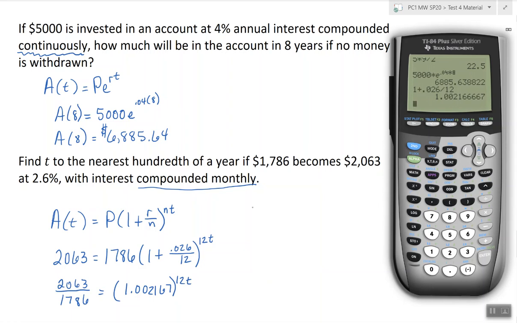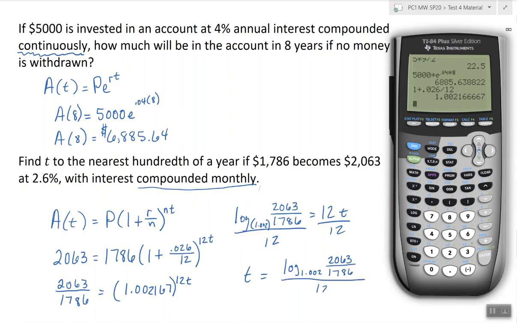We can go ahead and change to our logarithmic form. So I have the log of 2063 over 1786, and leave room for my base. My base is 1.002167, and that is going to equal 12t. But to get my t by itself, I need to divide by 12. So t is the log base 1.002167. Just make sure that you're using that number that's in the calculator that we just found.